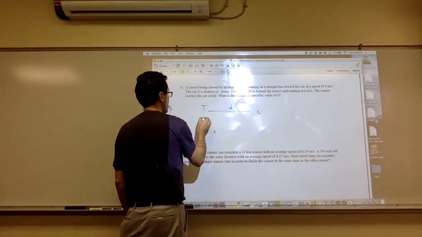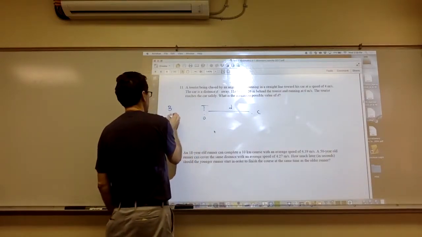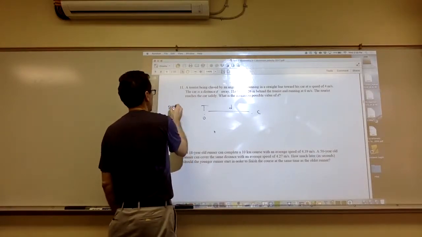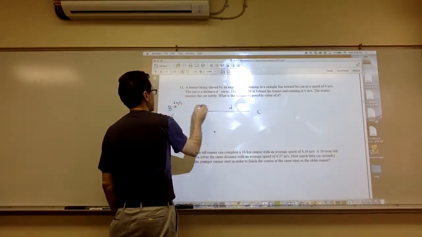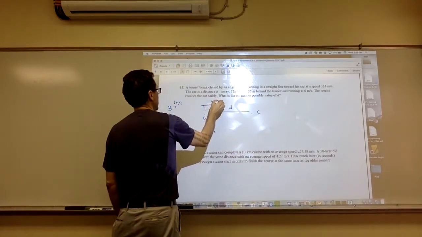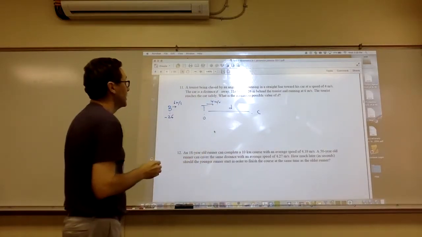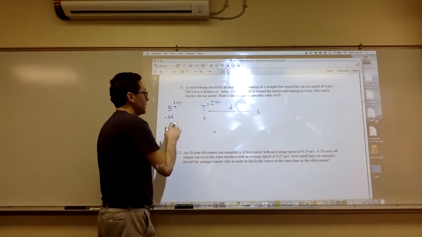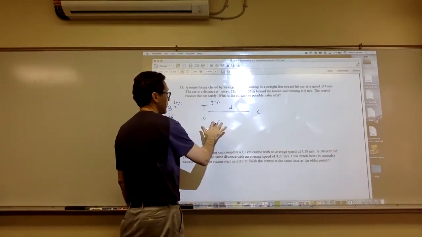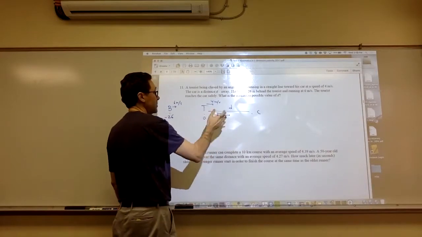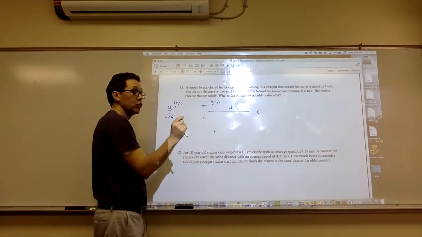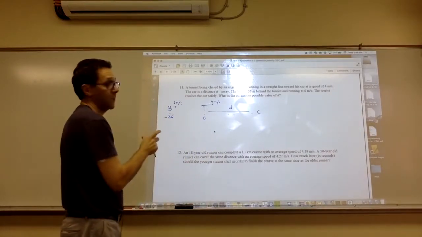So I'm going to choose this as 0, which means the bear is at the position negative 26. The bear is going at 6 meters per second, and the tourist is going at 4 meters per second. What is the maximum possible distance, the value for d? Let's just say that they get there at the same time. Then whatever value I find for d, I just have to go shorter, because longer means that the bear is going to catch him.